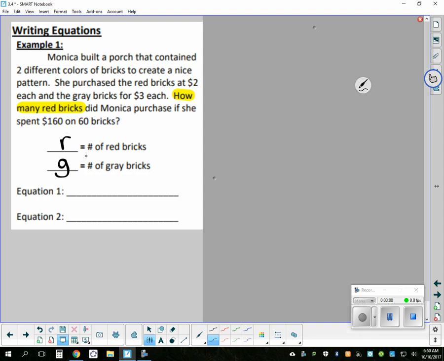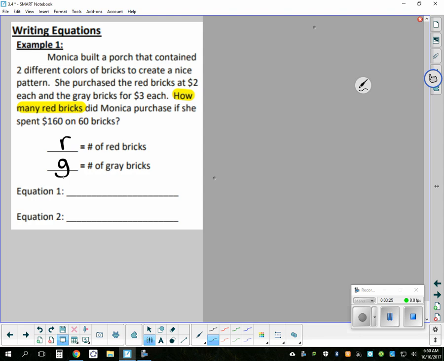Also, be very specific about what you're talking about. You don't want to just say R equals red bricks. What about the red bricks? Are we talking about the cost of the red bricks, the amount of the red bricks, how many there are? So we want to be real specific in talking about what the variable is. So it is the number of red bricks and the number of gray bricks that are our two variables.